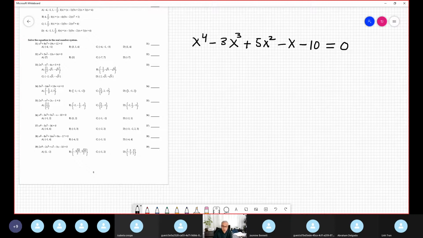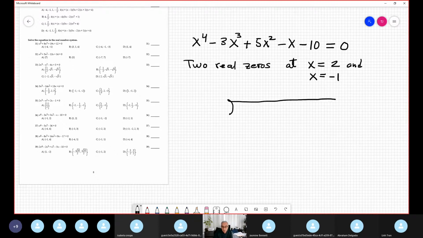So I put it in decimals. In decimal I can see we have two real zeros, at x equal to positive 2 and x equal to negative 1. No matter, now I prove this algebraically by doing my synthetic division using these numbers.